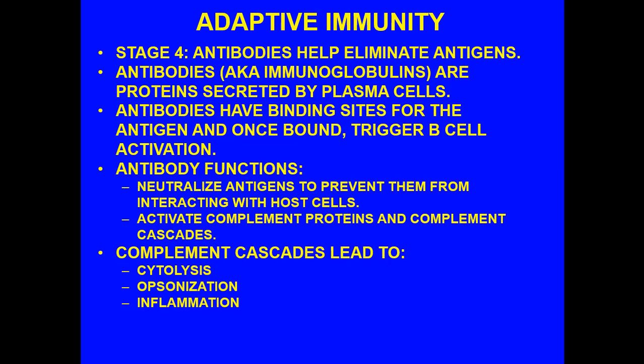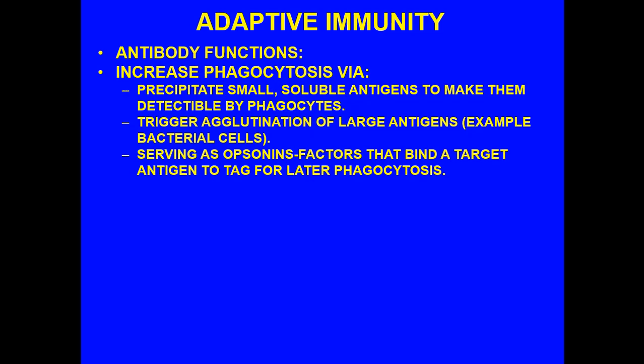Now, you have to keep in mind that complement cascades will lead to cytolysis, the actual destruction of the cell, opsonization, inflammation. Also, antibody functions will increase phagocytosis. How? Because what happens is that when the antibody binds, you're going to have this precipitation of small soluble antigens.